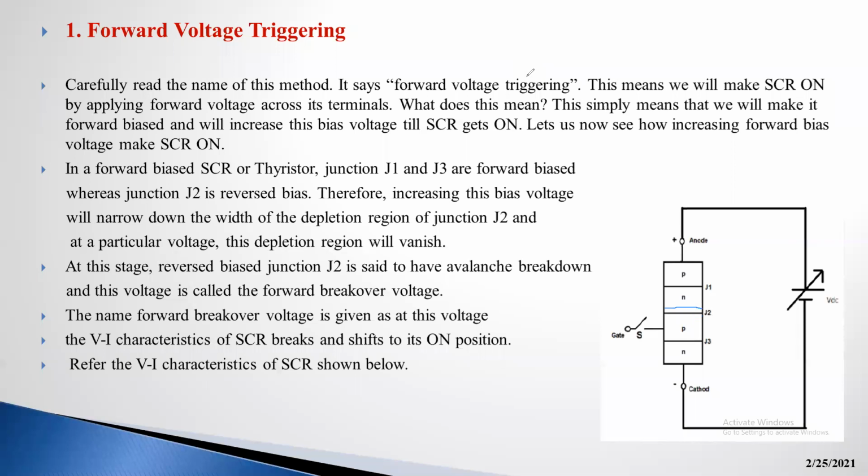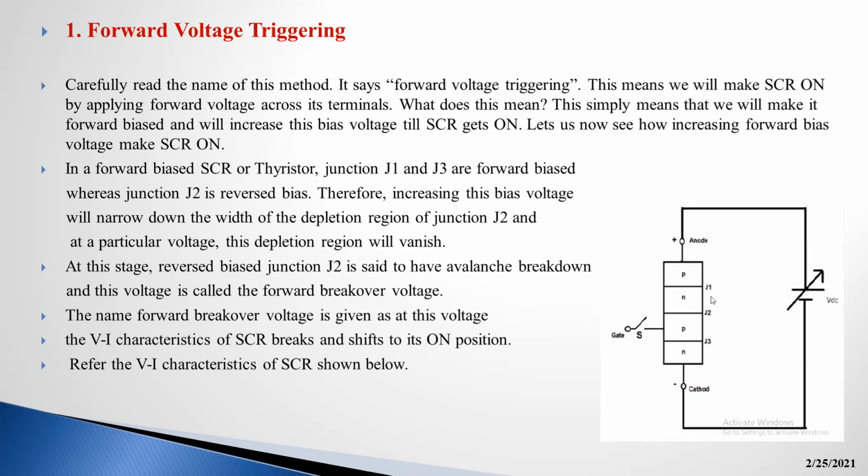So what we can see here is that we can turn on the SCR without the gate also. How can we turn on the SCR without the gate? By applying the forward voltage, with the anode connected to positive and the cathode connected to negative. But here we have to apply more voltage across the anode and cathode. We have to remember this point.